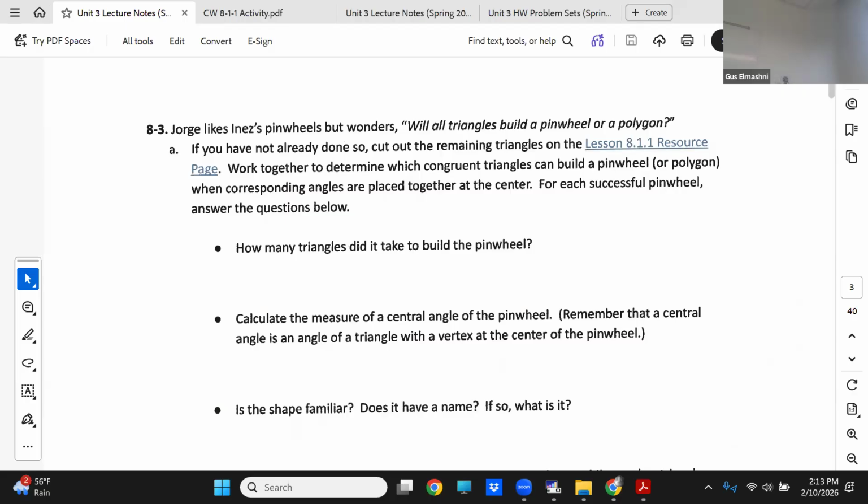We already have our whole groups cut out. I did it also for you guys. Okay, so let's rearrange the ones with A, B, D, E, F.